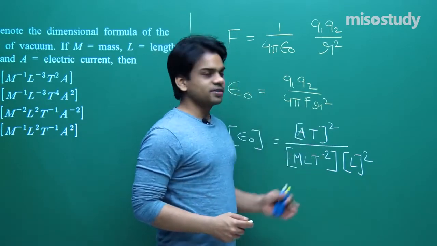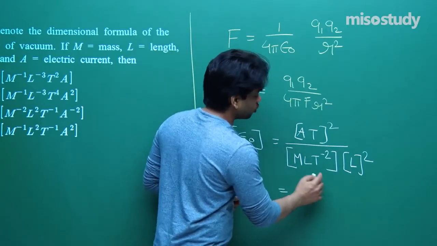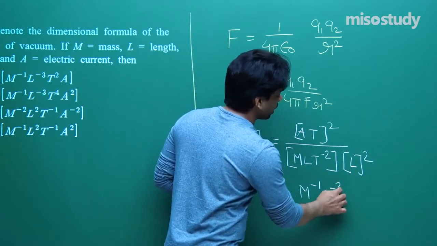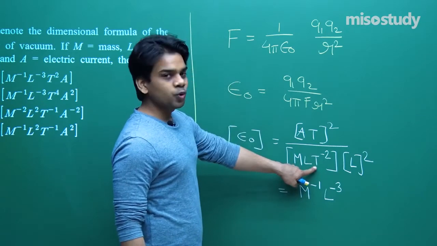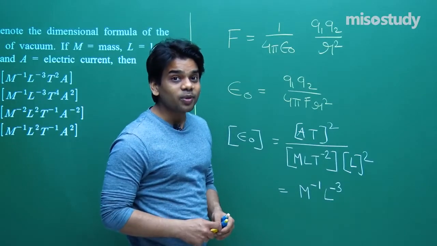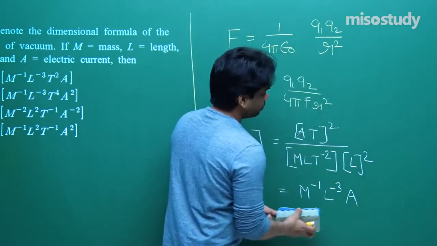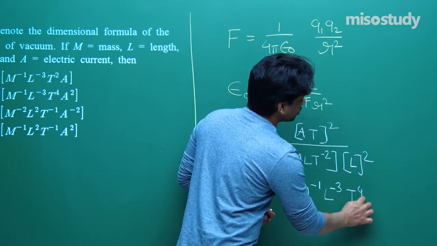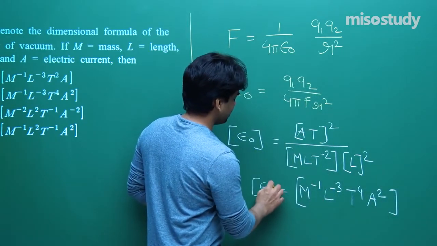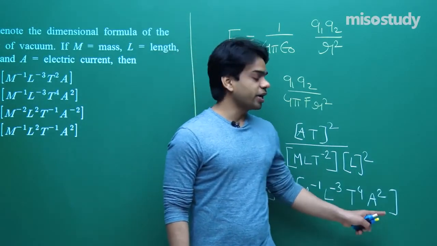Now just simplify this. If we simplify, we'll be obtaining M in the denominator, so M power minus 1. L1 and L2, L power 3 overall in the denominator, so when it comes in the numerator, L power minus 3. T power minus 2 we have in the denominator, it will go up as T power plus 2, and here you have T power plus 2, it will become T power plus 4. Before that we have ampere, so A power 2. This is the dimensional formula for epsilon naught. So we got M power minus 1, L power minus 3, T power 4, A power 2.